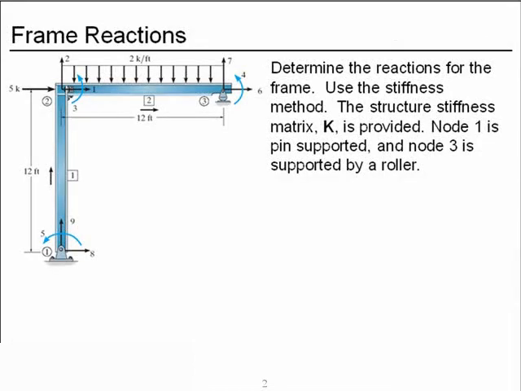And here's our frame. It's determinate with a pin support at node 1 and a roller support at node 3. It's the same structure we used in the previous example where we assembled the structure stiffness matrix. So now in this problem, we're going to use that structure stiffness matrix, capital K, to determine the reactions.